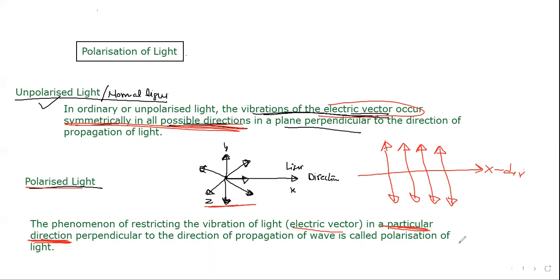Okay. Now, have you understood what is unpolarized and what is polarized? Unpolarized means vibrations of electric vector occur in all directions, in a plane which is perpendicular to the direction of the light. While polarized means the vibrations of electric vector are restricted into one particular plane. Okay, yes. Now we will see how to get polarized light, means how to polarize a light.